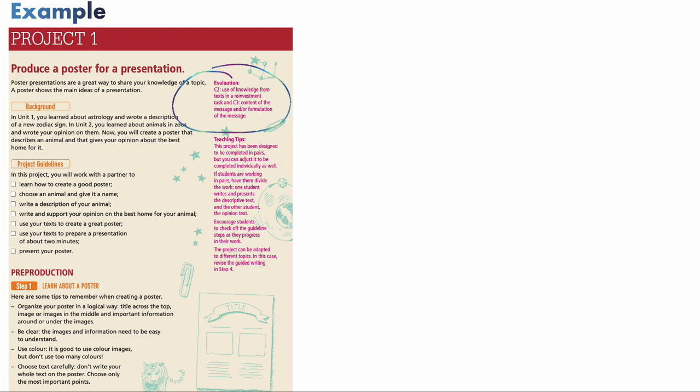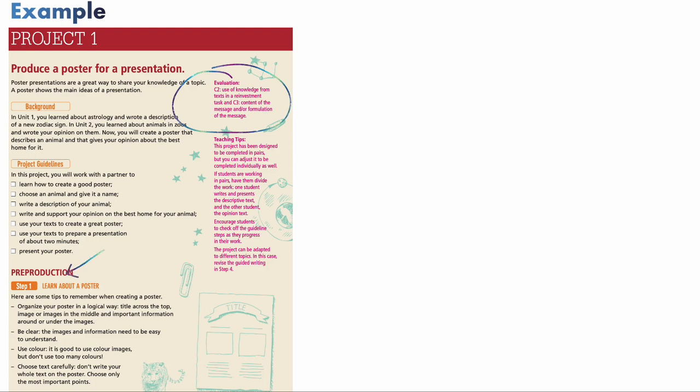Again, we talked about the zodiac sign, and in another unit, they were talking about animals. So their goal here is to create a poster that describes an animal and gives your opinion about the best habitat for it. So again, a secondary one, pretty basic transition project from elementary school.